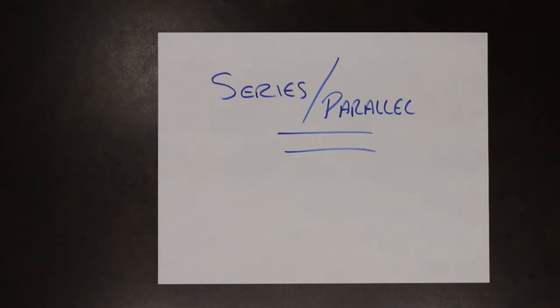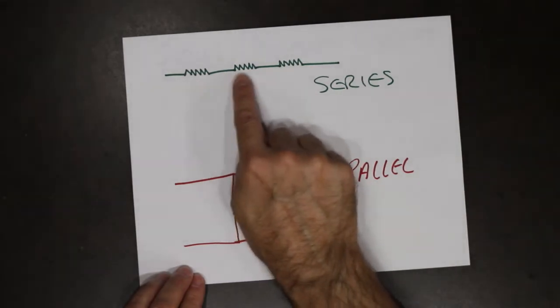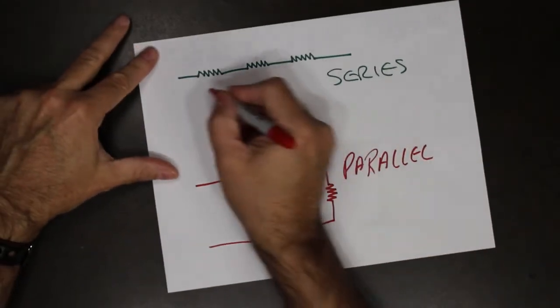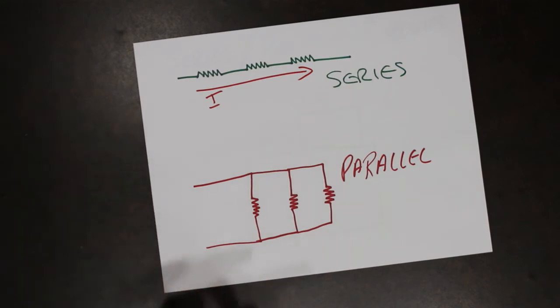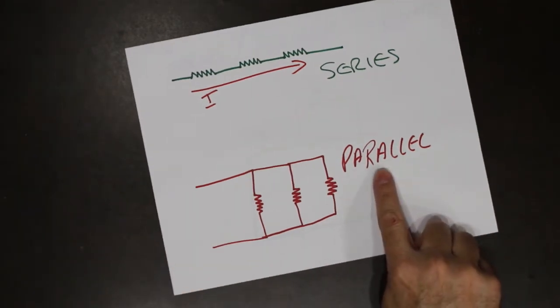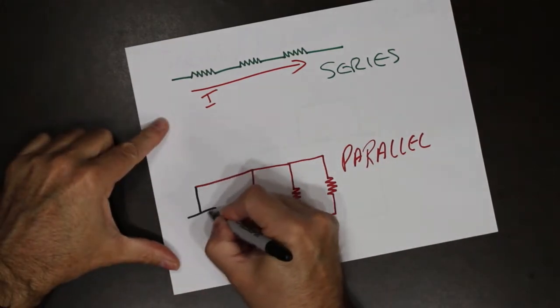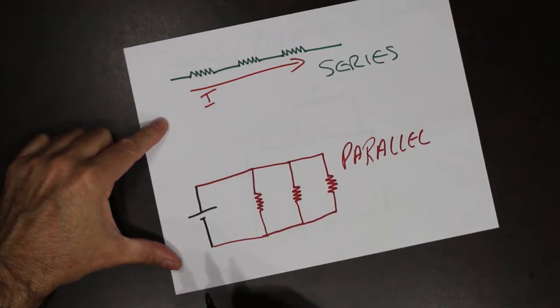Over the last couple of lectures, we have looked at resistors connected in series. So we know that resistors are in series because they share the same current. We also looked at resistors in parallel. And we know resistors are in parallel because they share the same voltage.